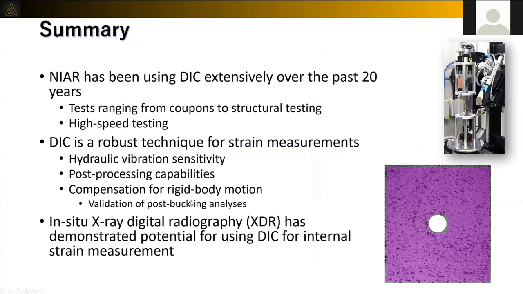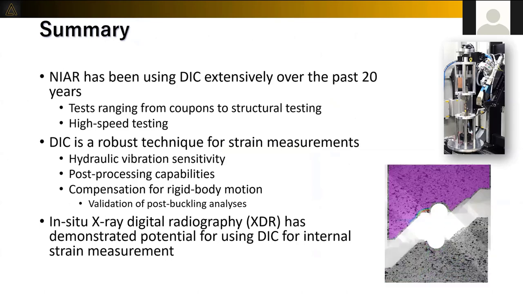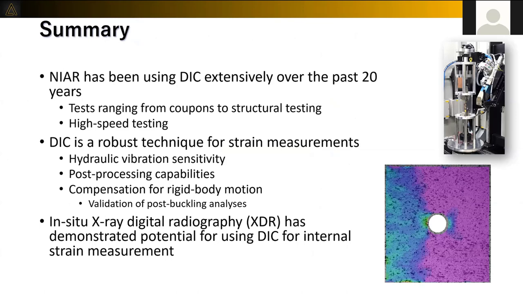I believe that's my last slide. Just to summarize very quickly, we've been using digital image correlation and working with Trilion for over 20 years. We have pretty much all the variations of this system. Going from coupon to structural testing, we've spent quite a bit of time on this technology. We use it for our high-speed testing, and we also use it for some of our ballistic testing.